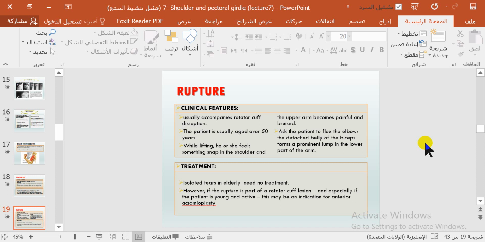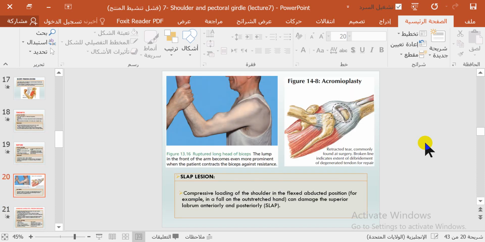Treatment: isolated tears in the elderly need no treatment, leave it. However, if the rupture is part of a rotator cuff lesion, and especially in a young and active patient, this may indicate anterior acromioplasty and repair of the lesion or tenodesis to the other tendons. You see rupture of the long head of biceps, with bunching of the muscle here. And here the lesions, and usually you excise part of the acromion here, which is called acromioplasty.